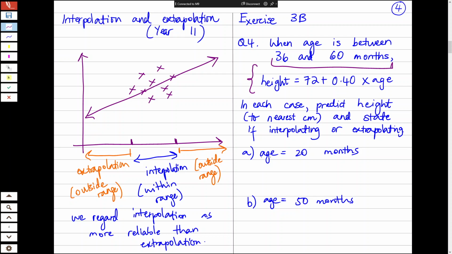So let's start with age equals 20. Is this value 20 within the range 36 to 60? Nope. So 20 is outside the range, so it is extrapolation. All right, what about 50? Is 50 inside the range? Yes, it is. Okay, so that's interpolation.